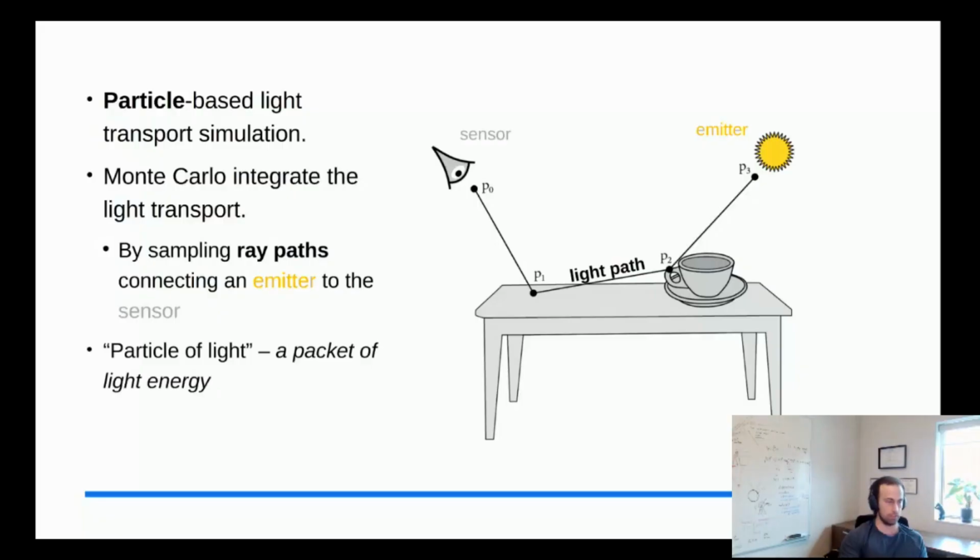The meaning of particle of light I keep opaque on purpose. Classically, it is a point in the Hamiltonian phase space of ray optics, so a classical ray of light. But as I will briefly touch upon later, it can be generalized, and we should simply understand it as a packet of light energy that we can trace and simulate.